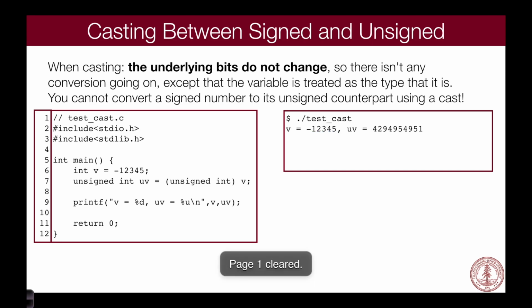Okay, what's the bottom line here? The bottom line is when I say give me an unsigned int from a signed int, -12345, the bits are the same. The bits for -12345 in signed int notation are the same as the bits for unsigned. So those numbers represent the same exact bits. That's the key here, and I think the interesting part about it.